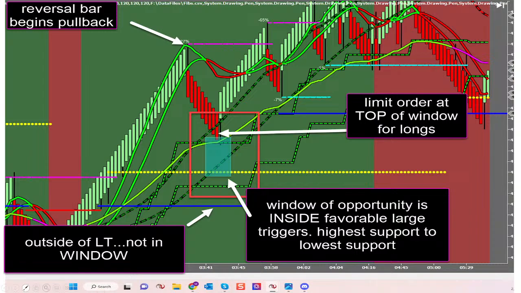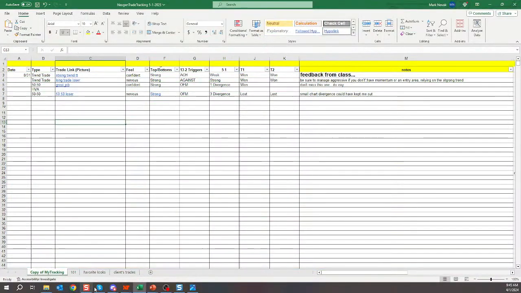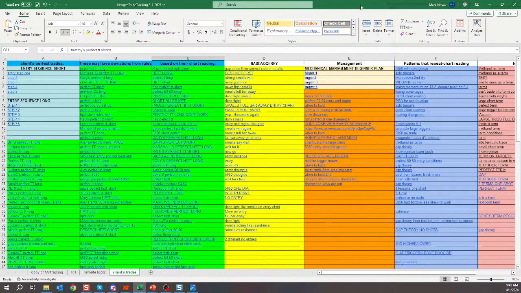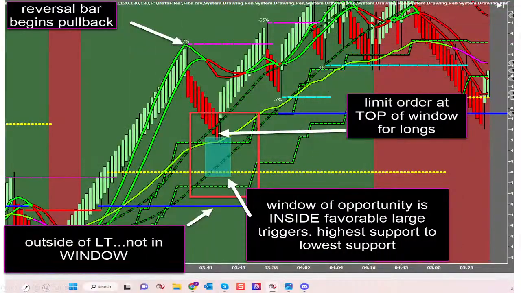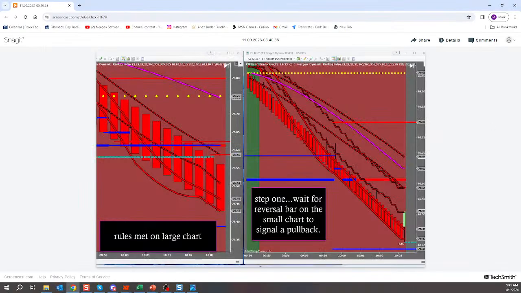And then guys, I'm gonna use the spreadsheet that I gave you, and I'm gonna go back to the client trade section, and we're just gonna go through it together because there's a process for finding the entry point. And everything begins with the large chart rules being met. I can't stress this enough. You should have momentum and you should have a clear path as a brand new user, because this just increases the likelihood of success tenfold. So when the rules are met on the large chart, guys, you've got to wait for the small crowd to do their thing, and that begins with the reversal bar.